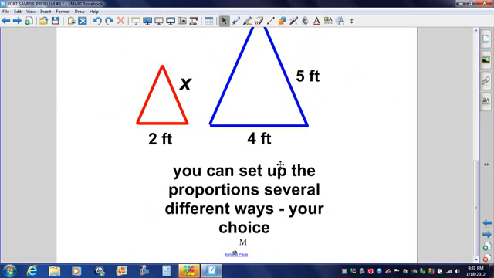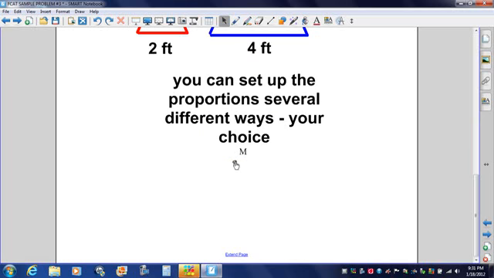You can set up the proportion several different ways. Your choice. Lots of different ways you can monkey around with this problem.